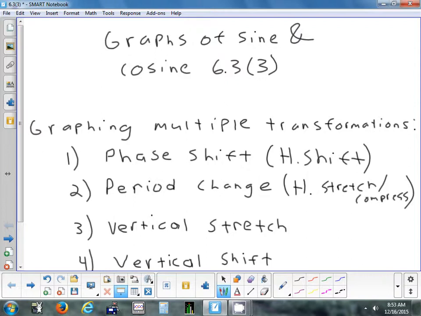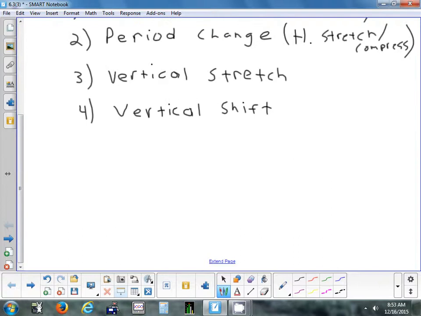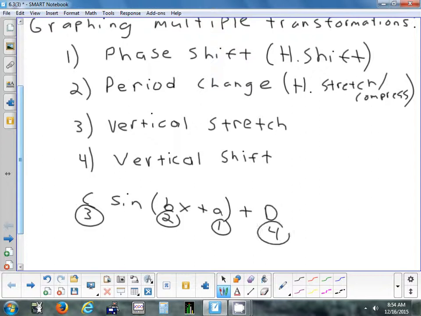Now, if you use the letters that I've been using as we went through the notes, I used A, B, C, and D. All right, so we had something like this. You could do this with sine or cosine, but I'm just going to write it with sine. So we got sine of (bx plus A). Let's put C in the front and D at the end. All right, so this is your phase shift, period change, vertical stretch or amplitude, and vertical shift.